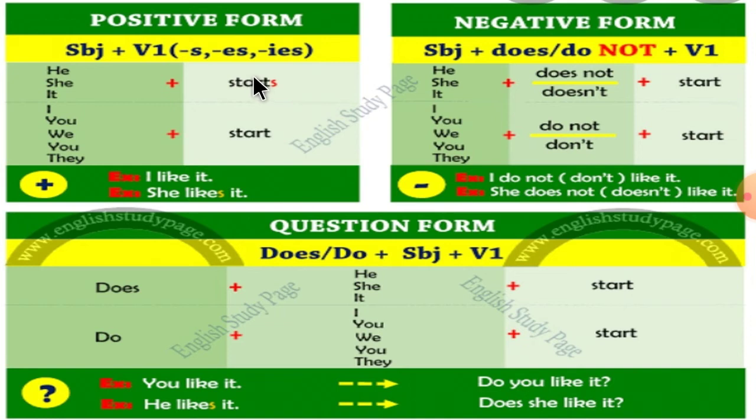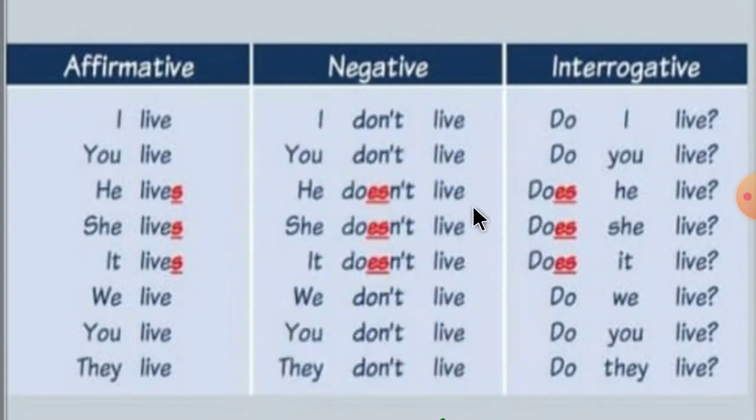Now you understand how to make positive sentences, how to make negative sentences, and how to make questions. So let's see with more examples. Affirmative means positive sentence. Negative, you already know. Interrogative means to make questions.